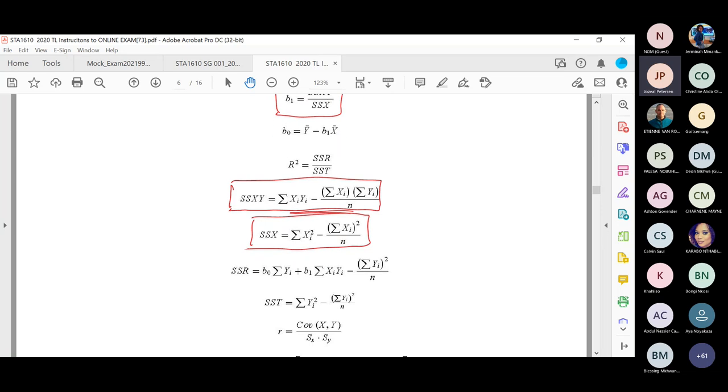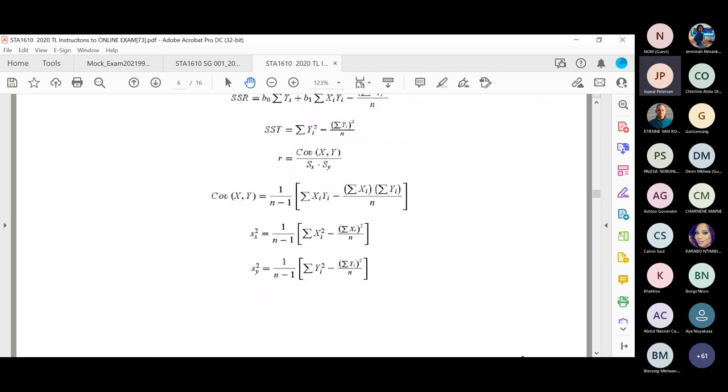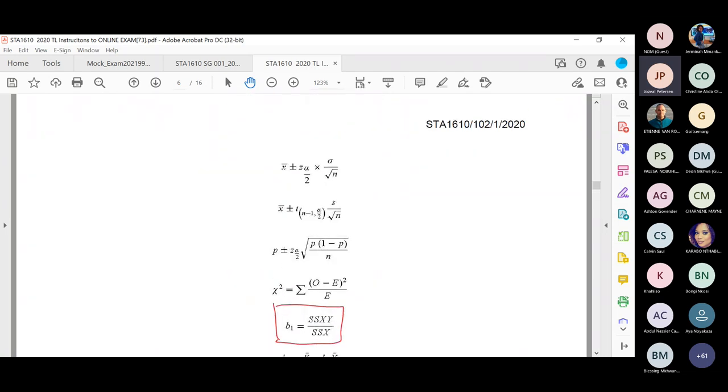Your SSR is your b0 times the sum of y plus b1 times the sum of xy minus the sum of y squared over n, divided by SST, which is the sum of y squared minus that. So all these formulas, you can use them. You just need to keep that in mind.